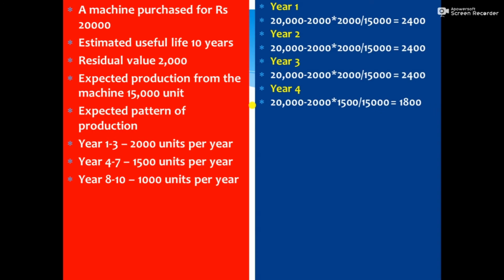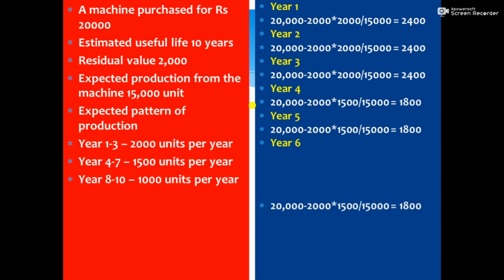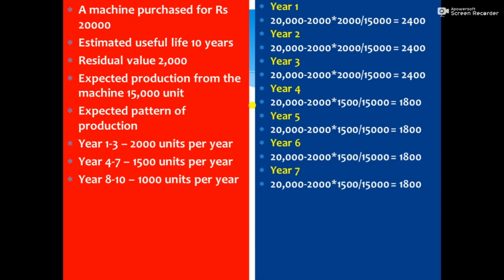Fourth year, fifth year, sixth year and seventh year, the number of units is 1,500 units, and therefore your depreciation for the fourth year is 18,000 into 1,500 divided by 15,000. The depreciation for the fourth year is 1,800. And fifth year same amount, 1,800. Sixth year and seventh year, all these 4 years, 1,800 rupees, that is the depreciation.